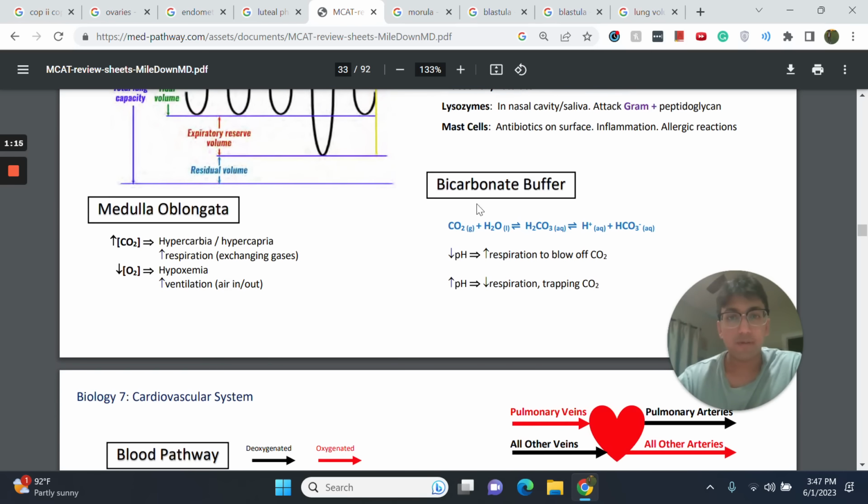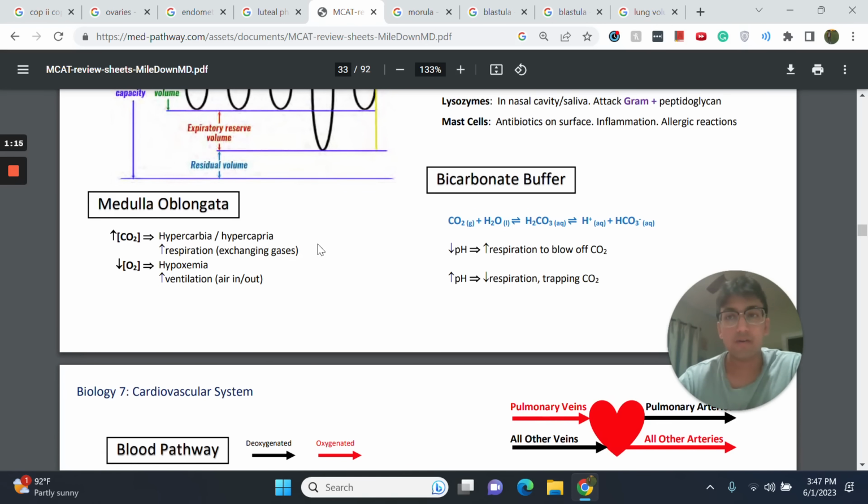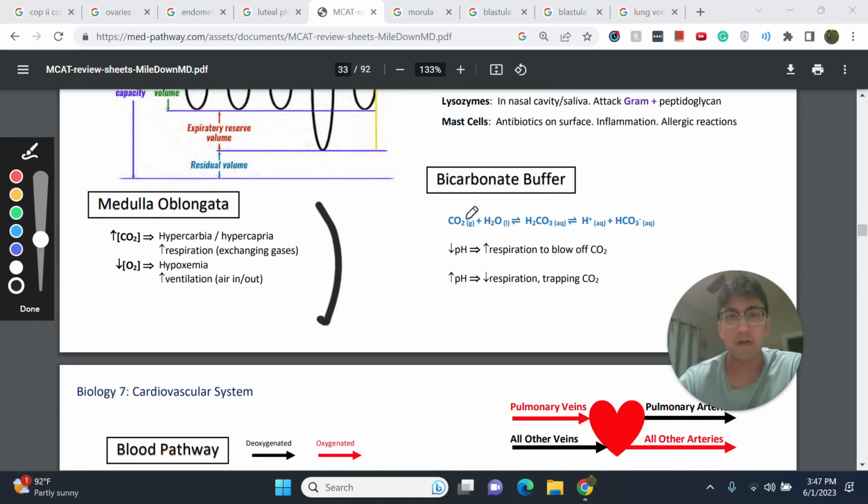Okay, finally we have the bicarbonate buffer, and it's something that's very important to understand. It goes back to what I was explaining over here with the medulla oblongata stuff. The bicarbonate buffer is this equation, and you just want to remember Le Chatelier's principle: when you have too much carbon dioxide, you're going to push this equation this way. And when you have too much H+, you're going to push this equation this way.